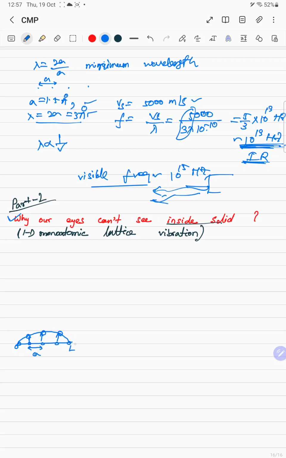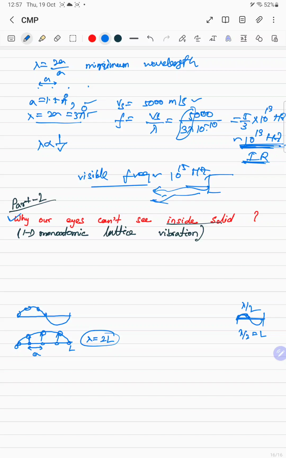Okay, so what will be the wavelength lambda in this case? It will be simply lambda equals 2L. How did I get lambda equals 2L? Because a complete wave looks like this. This is lambda and the half portion is lambda by 2. So this is lambda by 2 equals L. So lambda equals 2L.